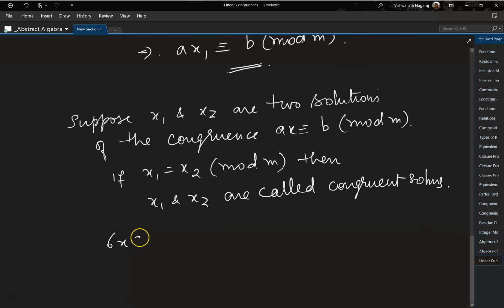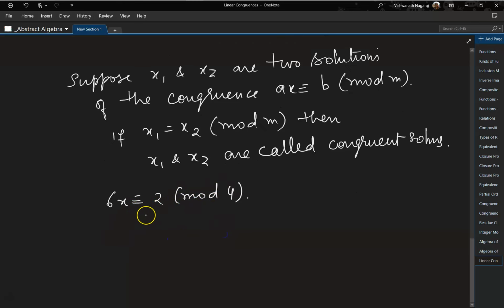Let's say 6x is congruent to 2 mod 4. Let's use the hit and trial method. Let's say x is equal to 1. Then what happens? 6 minus 2 is 4. Is it divisible by 4? 4 divides 4. So this is a solution. X equal to 1 is a solution.